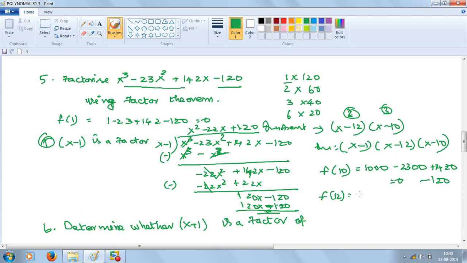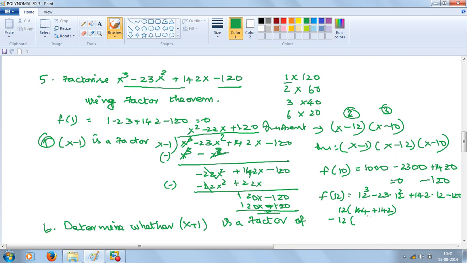12 cube, 12 multiplied by 12 cube, minus 23 multiplied by x square, 12 square, plus 142 multiplied by x over 12 minus 120. So instead of actually multiplying, you try these two terms are plus. So you take 12 as common. 12 multiplied by 12 square, here 12 multiplied by 142 plus 142. What about this case, minus 12 multiplied by 12 into 23. What is 12 multiplied by 23? You can multiply and put it.